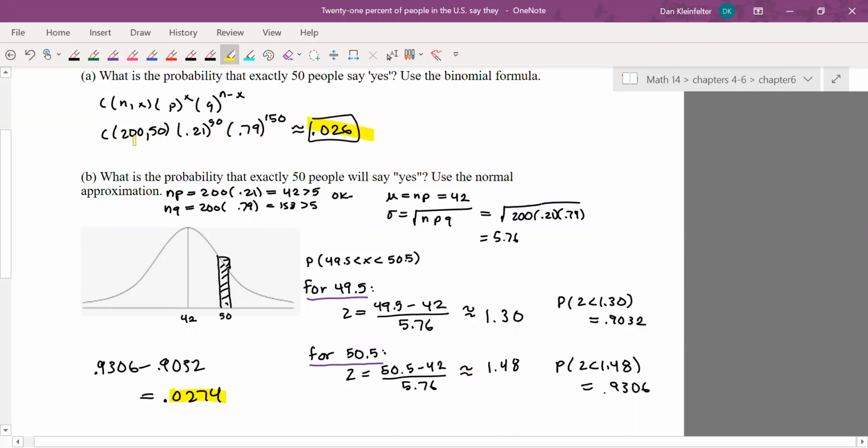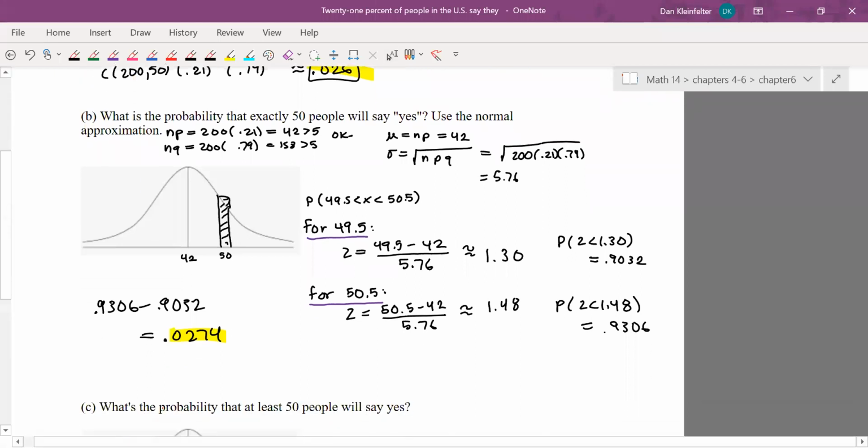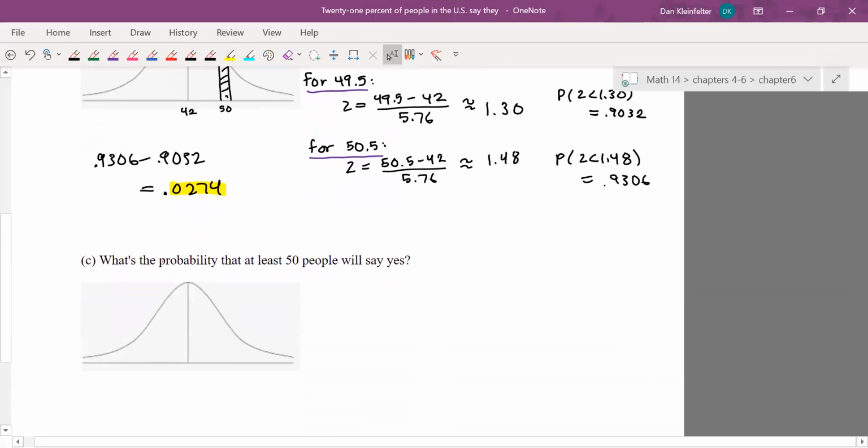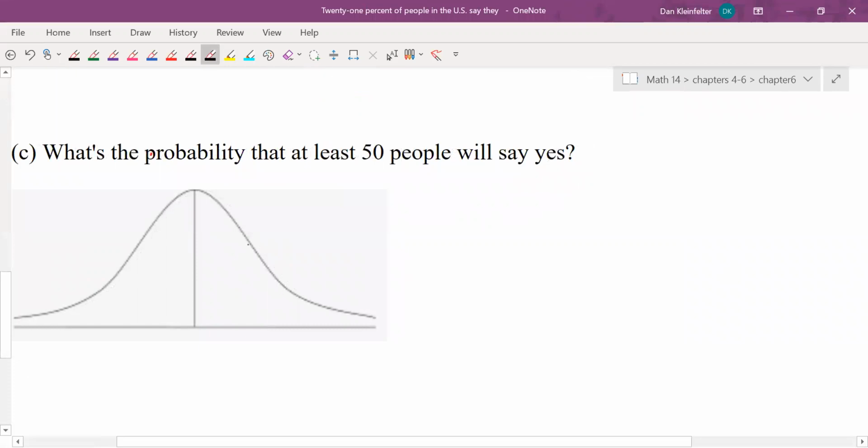The second reason is that the way that we did it in B works better for situations where there's more than one value. In part B, it was exactly 50 people, but what if it was at least 50 people? So if it was at least 50 people, let's go ahead and draw that out. If it was at least 50 people, then that is anything from 50 upward.